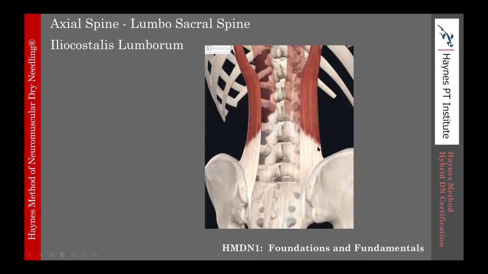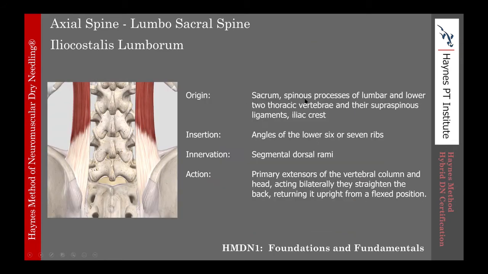For the Iliocostalis Lumborum, its origin: the sacrum, the spinous processes of the lumbar and lower two thoracic vertebrae and their supraspinous ligaments, and the iliac crest. It inserts into the angles of the lower 6 or 7 ribs. It's innervated segmentally by the dorsal rami. The action: they also are primary extensors of the vertebral column and the head. Acting bilaterally, they straighten the back, returning it upright from a flexed position.